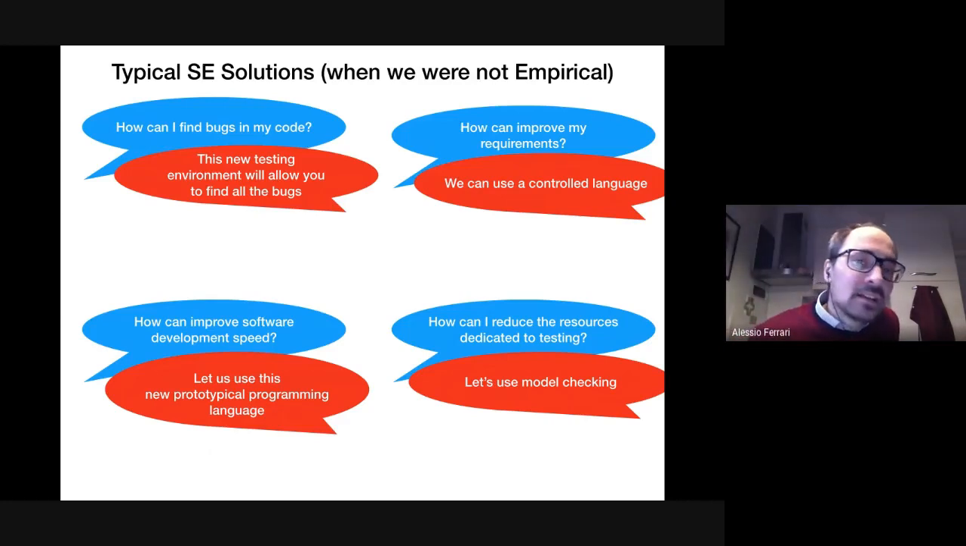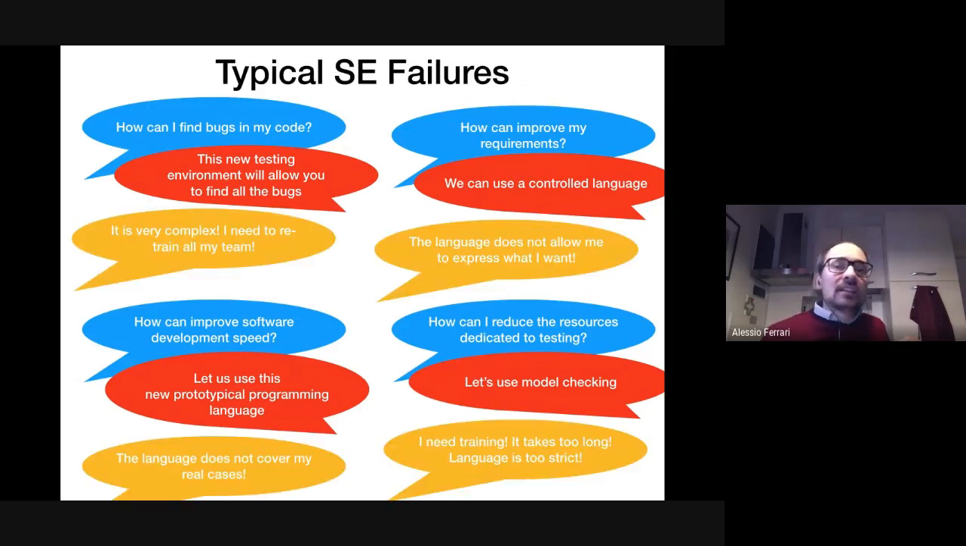But then this typical software engineering solution received, let's say, happy answers, or as software engineering, we didn't succeed in this direction in building tools that were solving the world problem. Actually, the answers were this one in yellow.